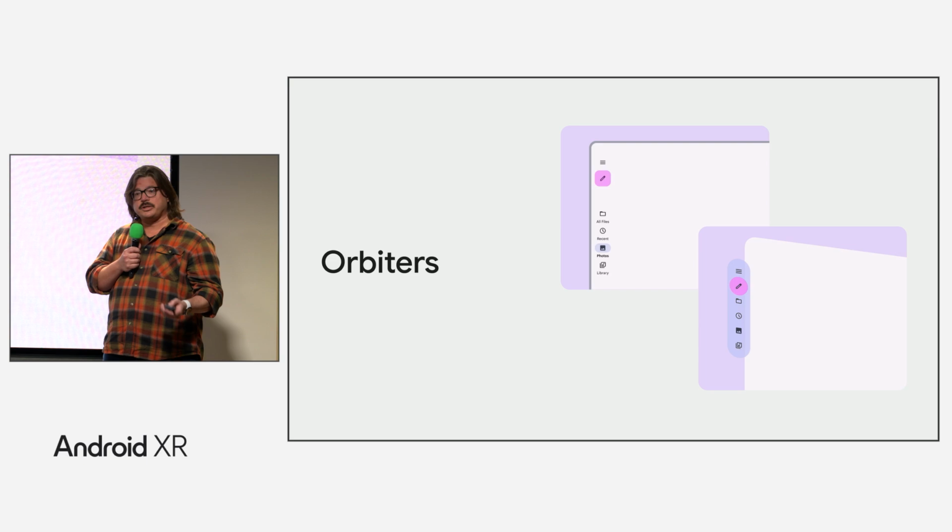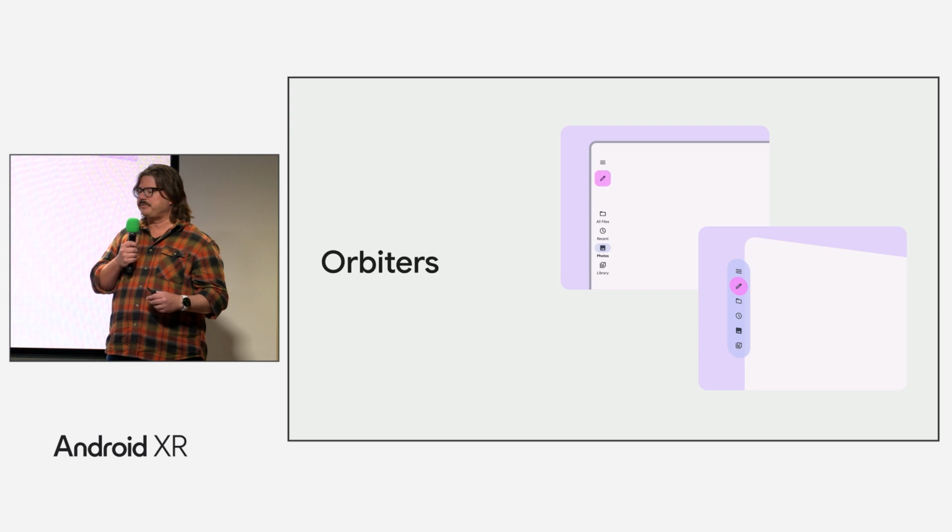Orbiters can help to declutter your app's UI and draw your users' attention to important controls they can interact with. To change an existing UI element in your app into an orbiter, simply wrap it in the new orbiter composable and specify where and how you'd like it to attach to your app's panel. Doing so will extract the element from your 2D layout and attach it to your spatial panel as you configured. When your app is running in Homespace, or in other situations where Spatial UI isn't available, like phones and tablets, the content will remain in your layout exactly as it would if you hadn't wrapped it in the orbiter composable.